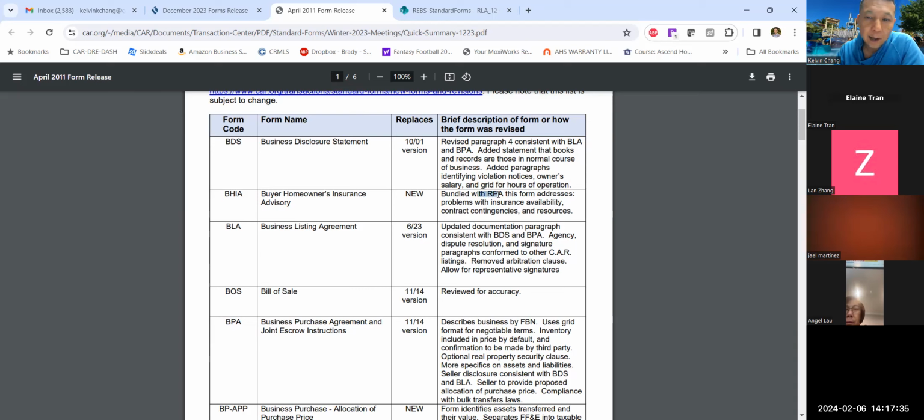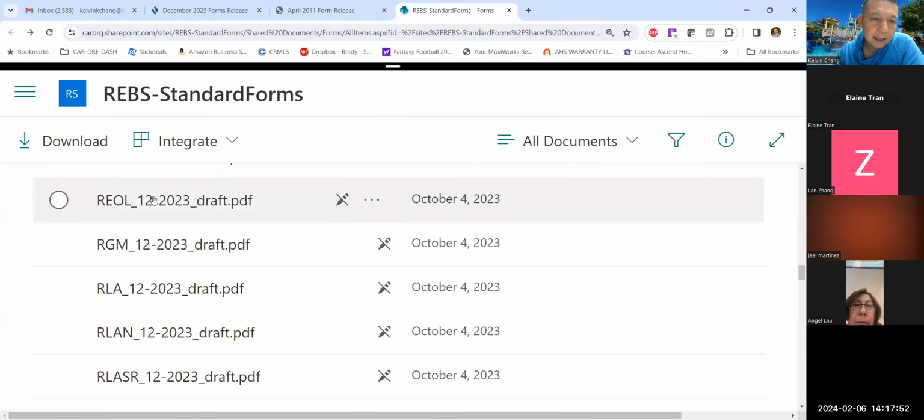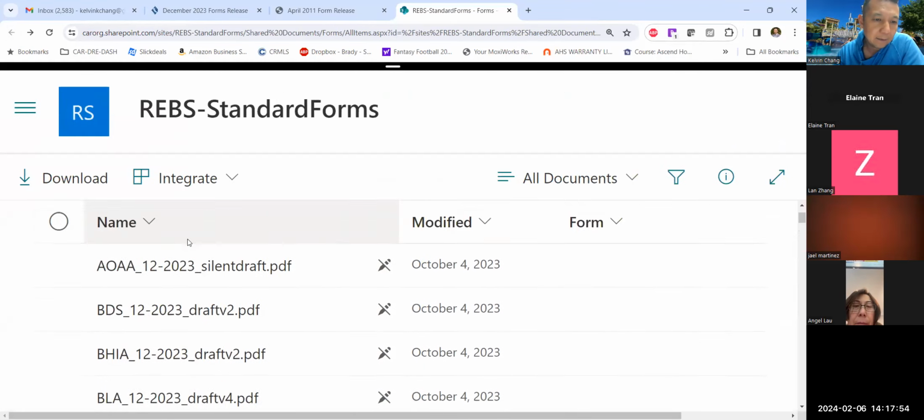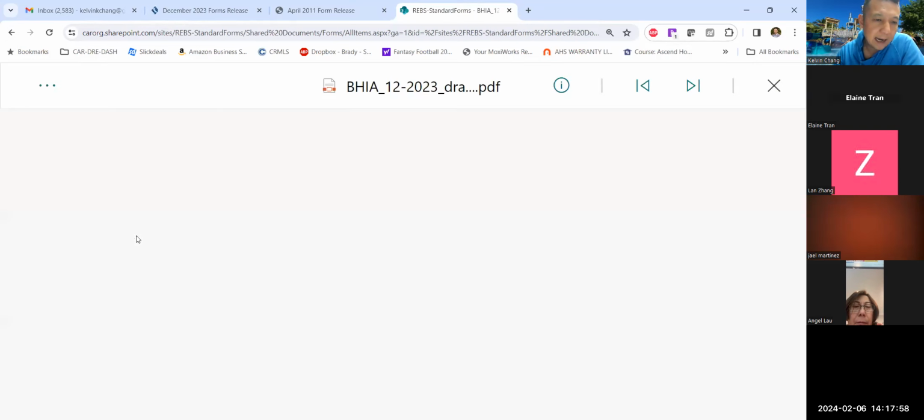This is now bundled and automatically included. Every buyer's agent will add this automatically with your residential purchase agreement. And let's take a look at the BHIA language. So I'm going to go back into the revisions that I pulled up. And here is the BHIA.